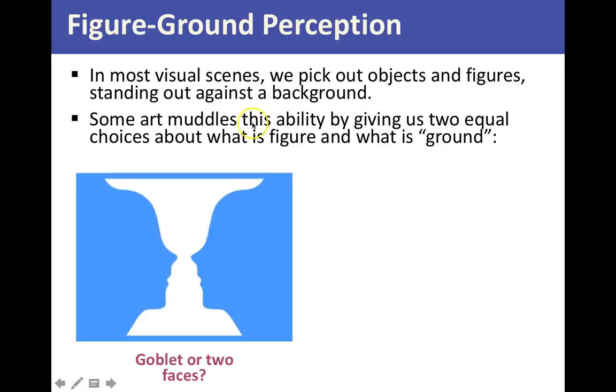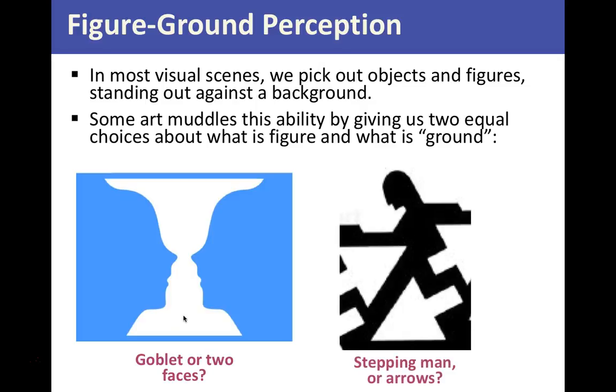So we can see this as the figure, the white goblet, and then the background is this blue. But it's hard for it not to flip on you, and you see two faces facing each other. So that's the foreground, that's the figure, and the background is the white. And that flips. Our brain is basically coming up with different interpretations as we continue to look at it, because it is indeed an ambiguous figure. So figure and ground can be reversed here.